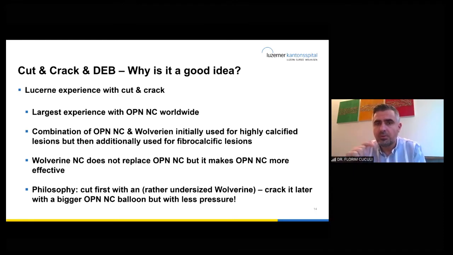So we do the opposite of what we do in calcified lesions, where I say downsize the diameter of the balloon and upsize the pressure to crack the calcium. In this setting, we do it differently. So we use an appropriately sized OPN balloon to create lumen, and we use a rather undersized balloon to really cut it and use it at high pressure.